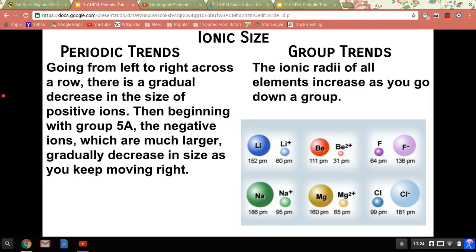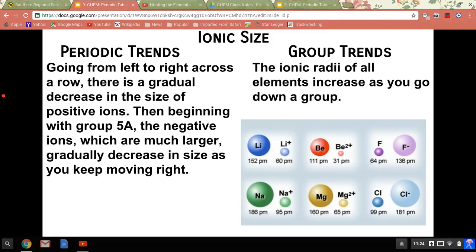Down a group, this should also not be surprising because we're talking about larger and larger energy levels as you go down a group. The ionic size of all elements increases as you go down because you're adding more and more energy levels. So why don't we take a look at some of these ions and their neutral elements so we can compare.